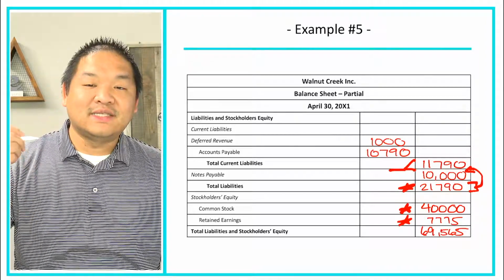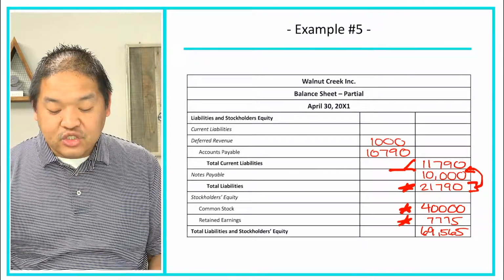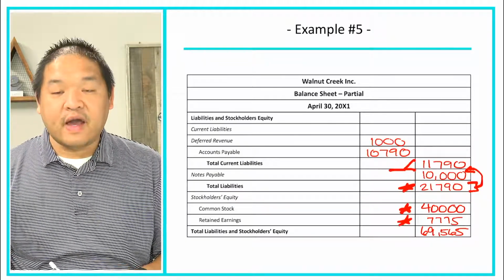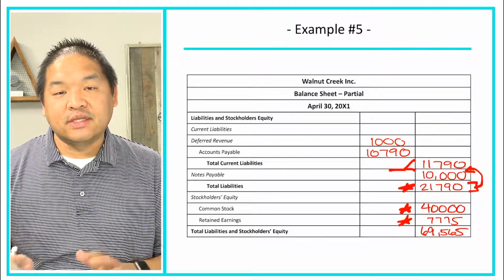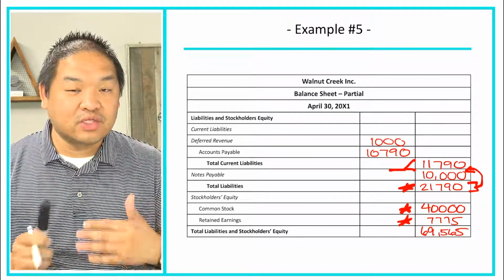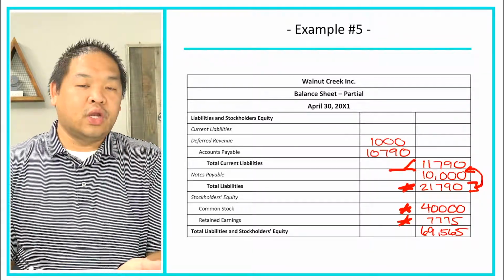So if we add those three numbers, we should get $69,565, which is exactly the amount that we were expecting, because that matches our total assets. 69,565, 69,565, our balance sheet ties. So we probably did everything correctly. If we didn't put numbers in the wrong accounts but the same classes, we're pretty good here.